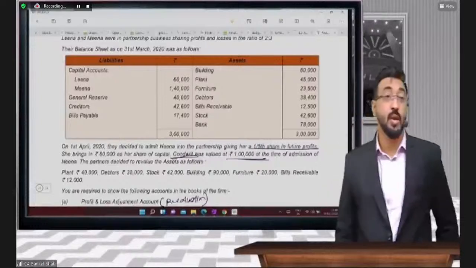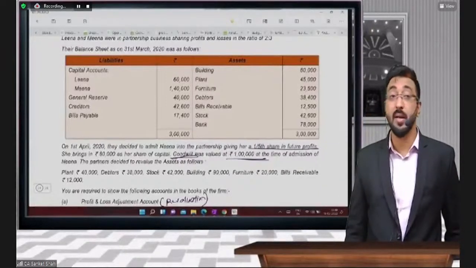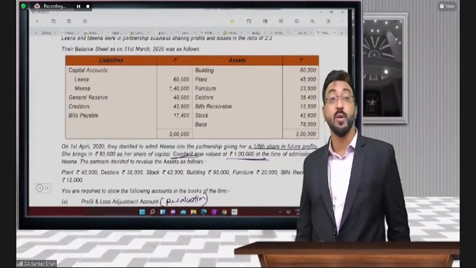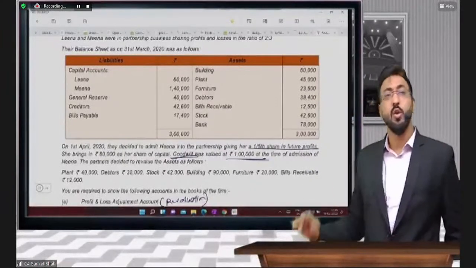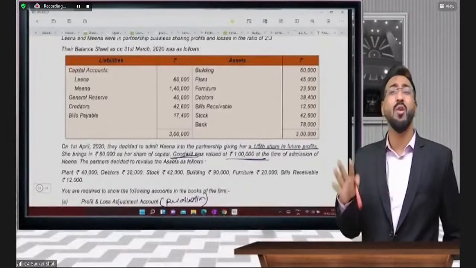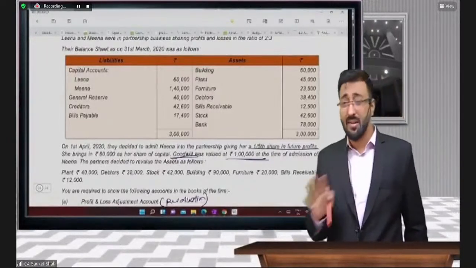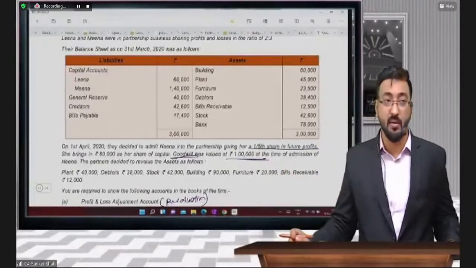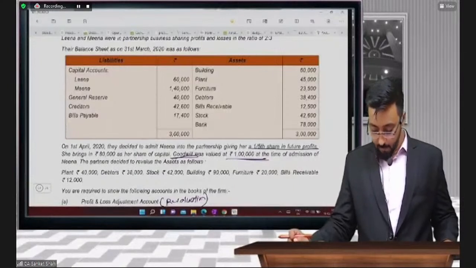Chalo, chalo, chalo. Now, yes, I know you are now experts in partnership. Please keep confidence in yourself that you can solve any question. Solve 3 to 4 questions on your own. I am telling you, you will get confidence in partnership. Partnership is nothing difficult, beta, once you get the concept of goodwill. Chalo.